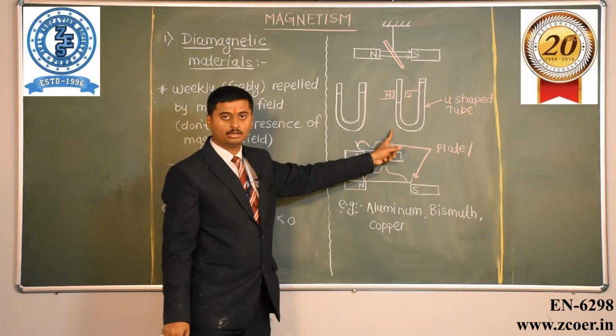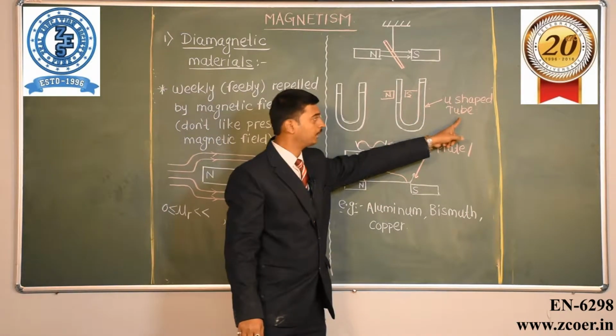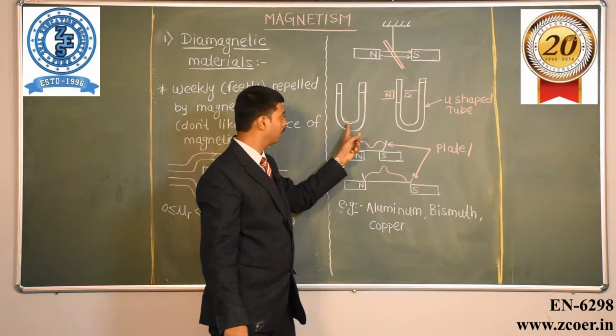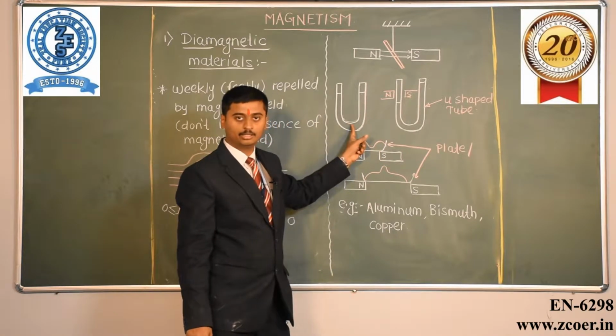Second property, consider that there is a U-shaped tube which consists of a diamagnetic material liquid.